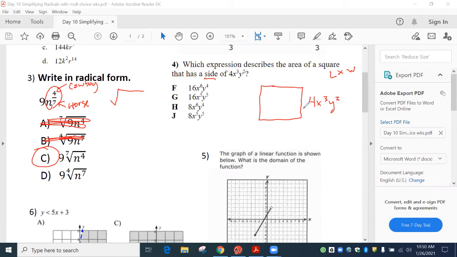Well, if you draw a really good picture, my picture is not very good, but if you draw a good picture, what do we know about a square? All the sides are what? The same, right? Okay. So if all the sides are the same, then this is also 4x to the third and y squared. Now, I don't need to put it all the way around because all I need is length times width, right? So if you get this, now we can actually find the area. So we take care of the big numbers. Multiply those big numbers. What's 4 times 4? No, you're adding.